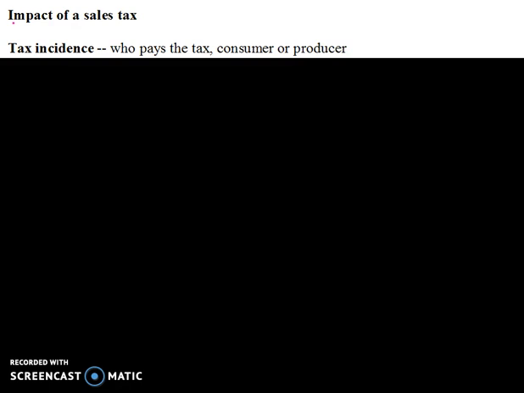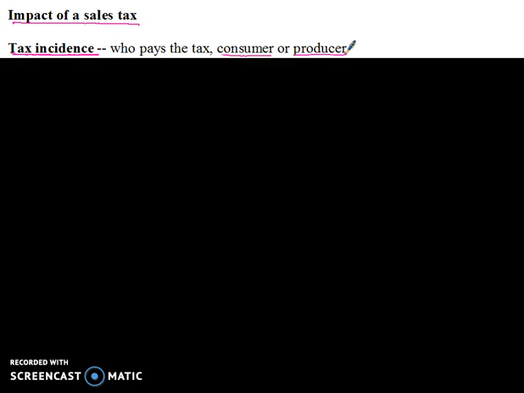On this podcast, we're going to talk about the impact of a sales tax. What happens when the government puts a sales tax on a product? To think about the impact of a sales tax, we're going to think about what is called the tax incidence. The tax incidence is the idea of who pays the tax. Is it the consumer that pays the tax, or the producer who pays the tax? This might look pretty straightforward when you first start to think about it, but it turns out it's much more complicated than it first looks.